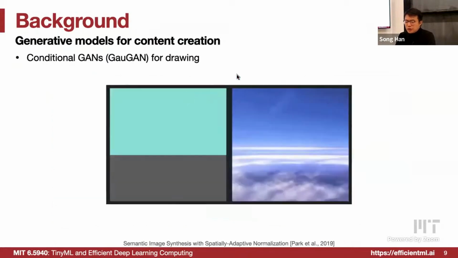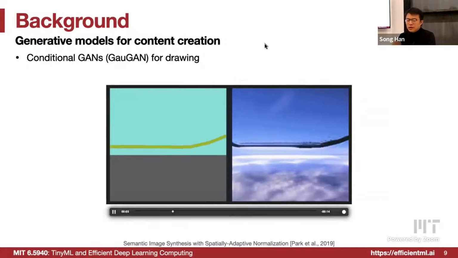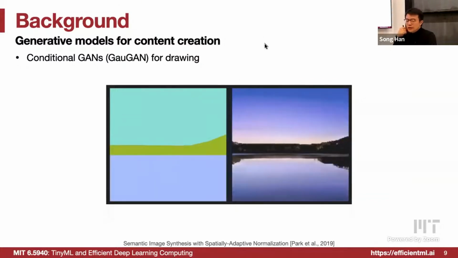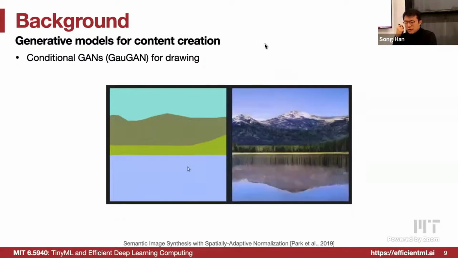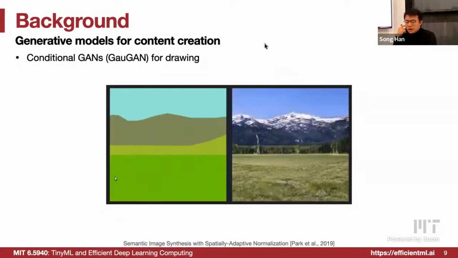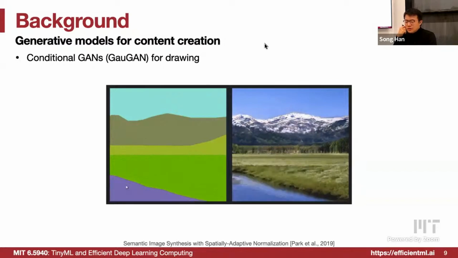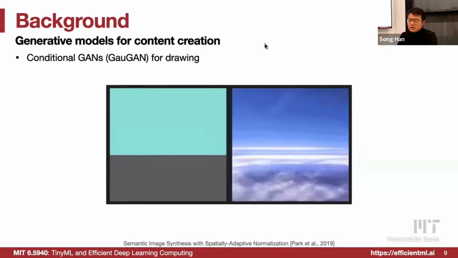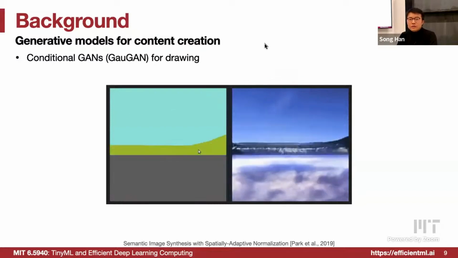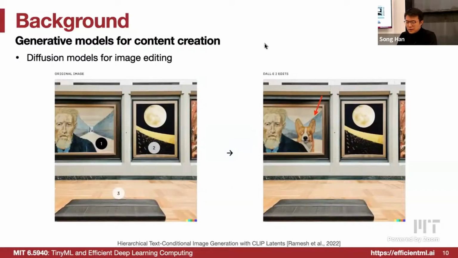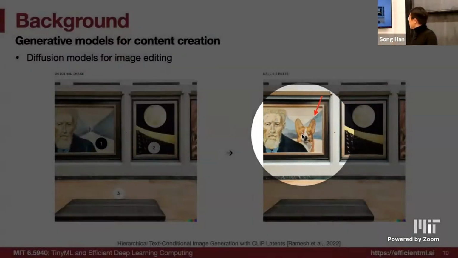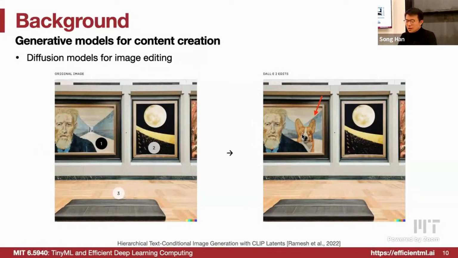And this is a famous work, GauGAN from NVIDIA a couple of years ago, for drawing. You can draw a stroke, and on the right-hand side, it can render an image. You can draw some mountains, and then it'll fill in the mountains, and change the color to be grass and get a river out of it. Such kind of task prefers real-time processing, but GAN is pretty heavy. So this is another example of diffusion models for image editing. Here we added a dog. We're going to talk more about diffusion models in the next lecture.